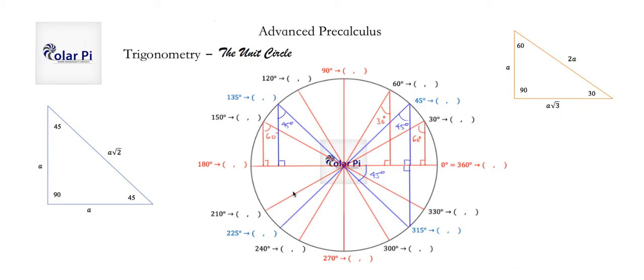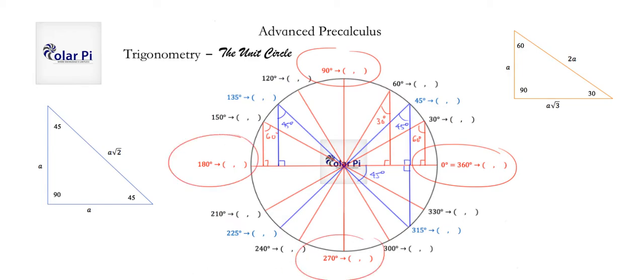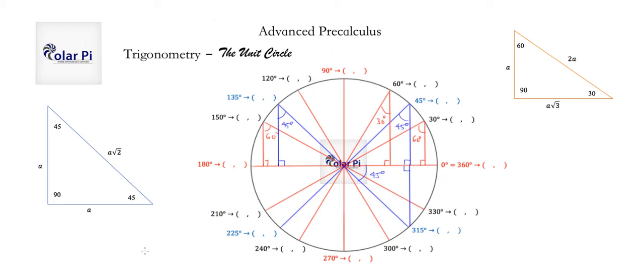Additionally, notice that every reference triangle we draw for any of the labeled angles is going to be either the 30, 60, 90 degree triangle or the 45, 45, 90 degree triangle, except for the quadrantal angles, which are like this, this, this, and this, but those are fairly easy to figure out, right? They're coordinates anyway. Okay, cool.